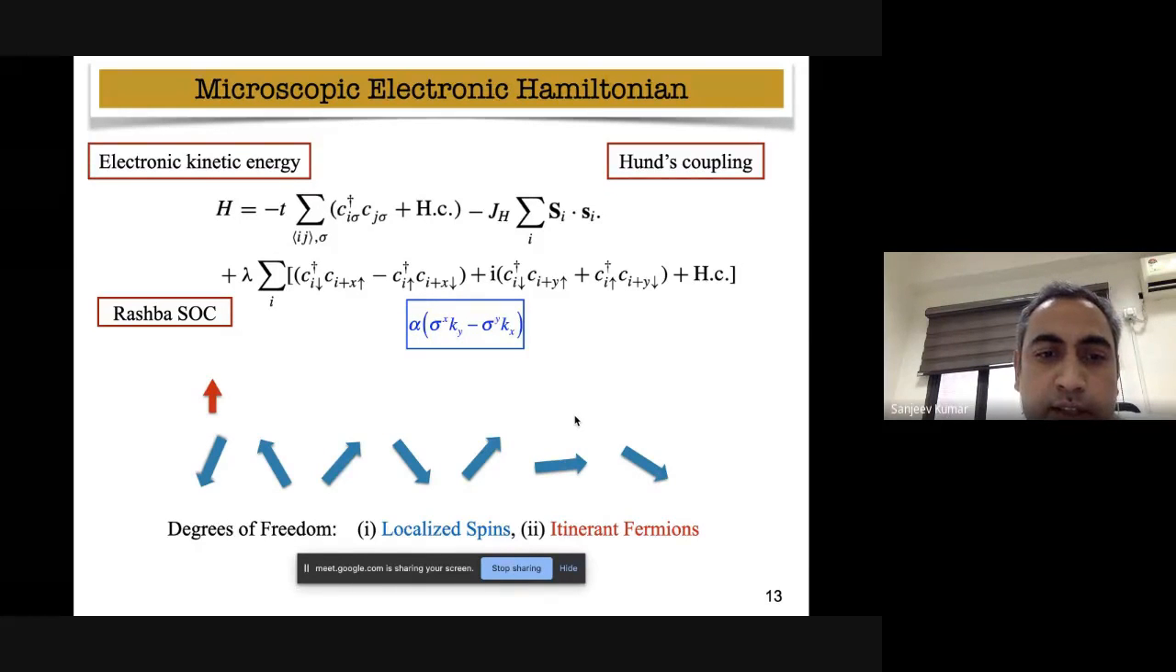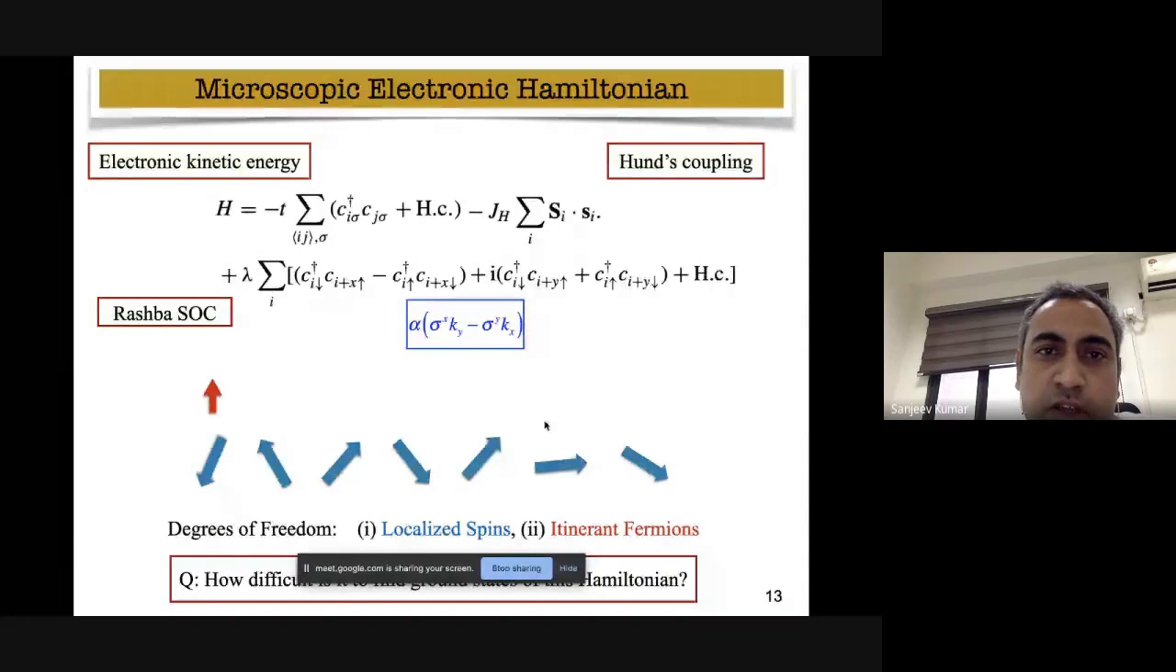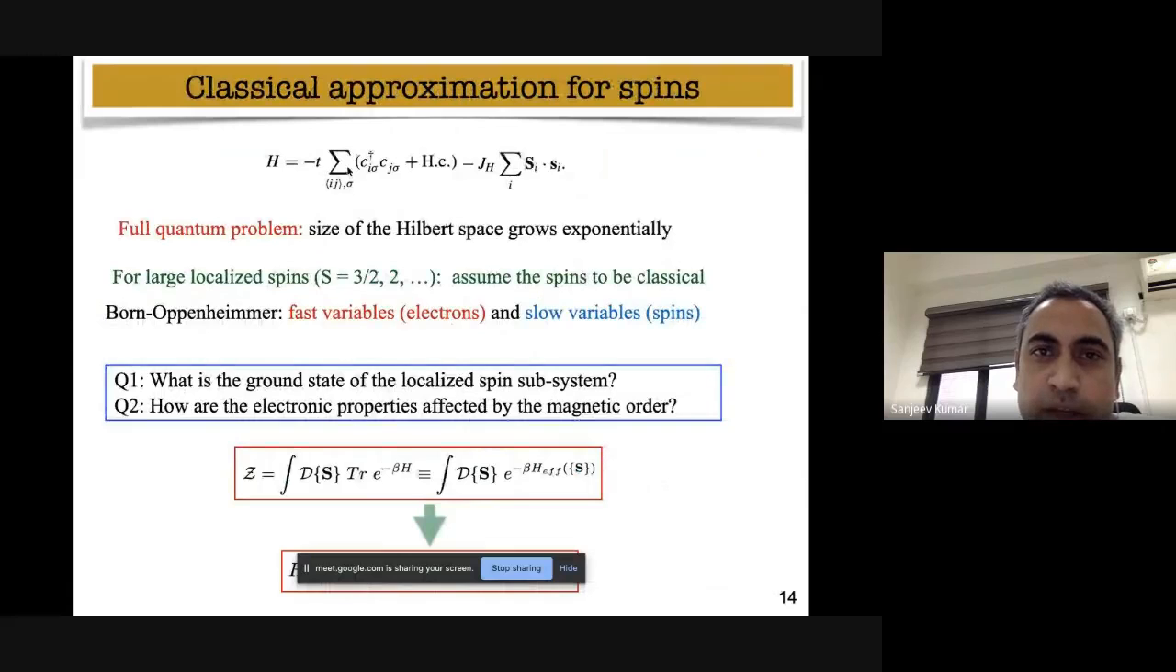Now, the question we ask is how difficult is it to understand such a Hamiltonian? How difficult is it to, for example, find out the ground states of this Hamiltonian? And this is where I can begin with the question on a simpler Hamiltonian. So let's not worry about the Rashba coupling right now. The question is equally valid for this Hamiltonian as well.